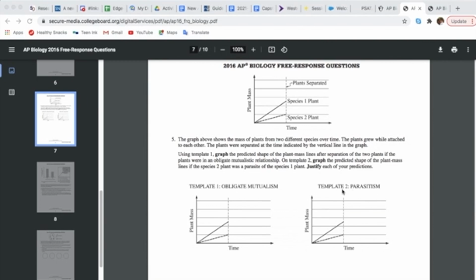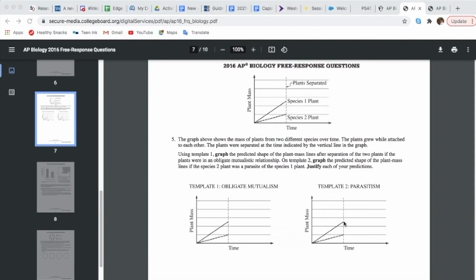For the template 2, parasitism, right, this is another symbiotic relationship. In this relationship, one organism benefits, the parasite, while the other is harmed in the relationship, which is the host. So right here, species 2 is a parasite, species 1 is a host plant.